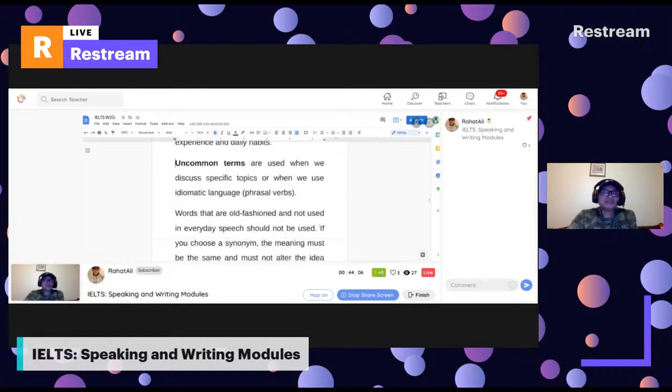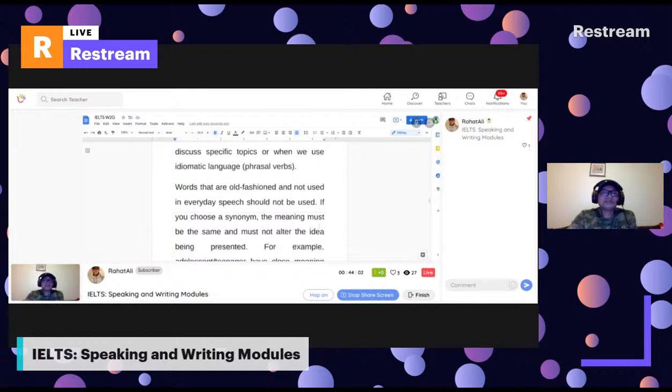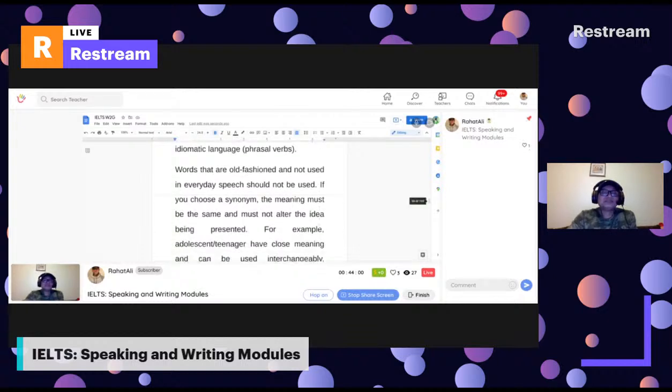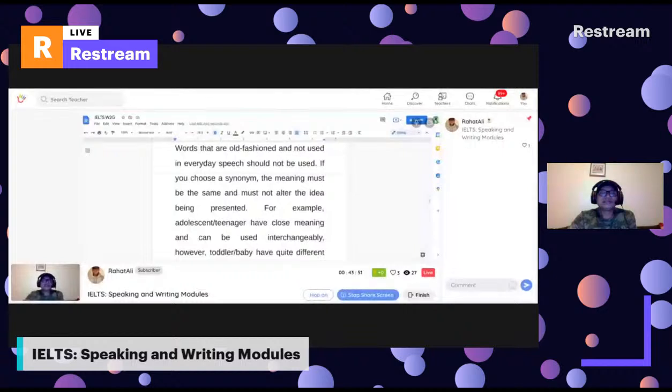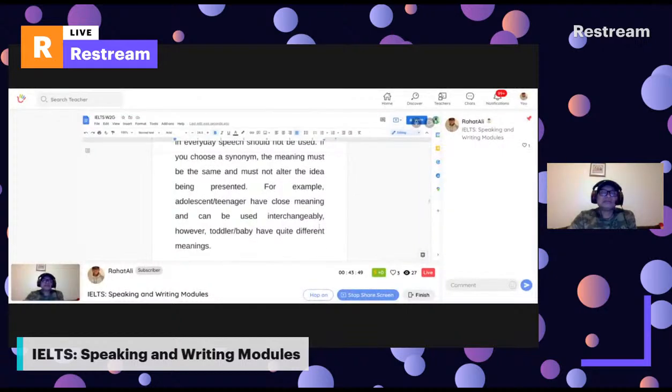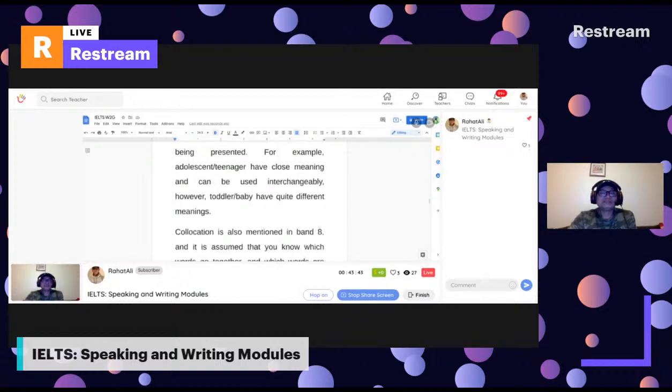Words that are old-fashioned and not used in everyday speech should not be used. If you choose a synonym, the meaning must be the same and must not alter the idea being presented. For example, adolescent and teenager have close meanings and can be used interchangeably. However, toddler and baby have quite different meanings.